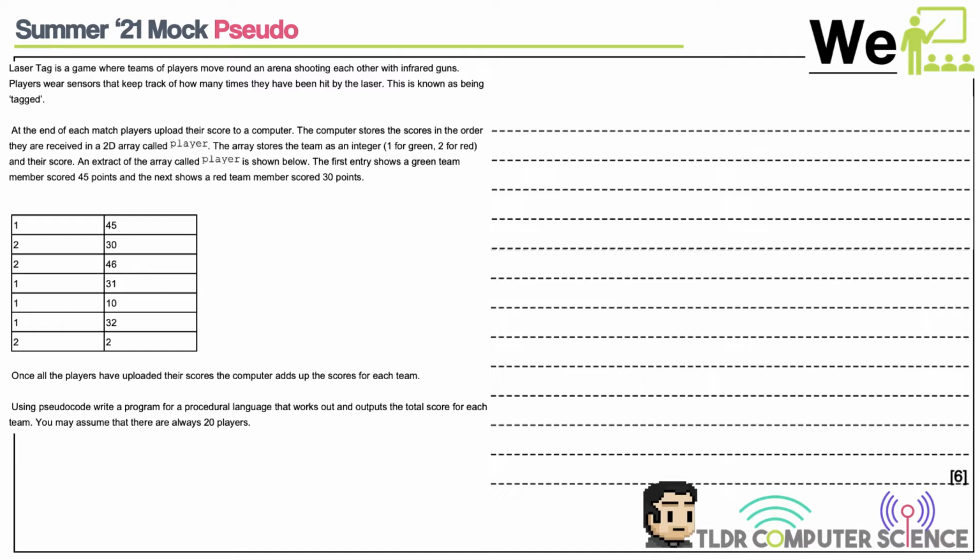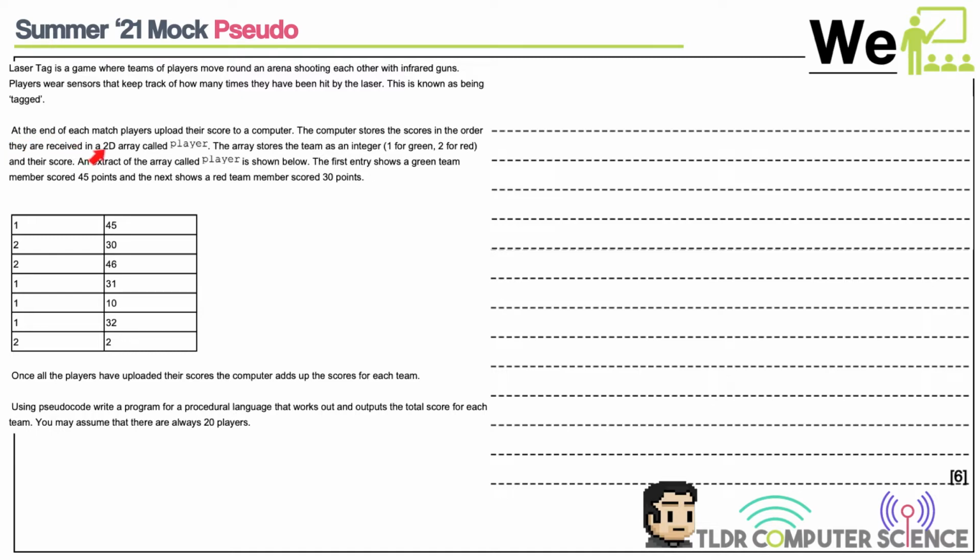Let's read this together. Laser tag is a game where teams of players move around an arena shooting each other with infrared guns. Let's have some context. Players wear sensors that keep track of how many times they've been hit by the laser. So we know we have to keep track of it. What kind of data type would we be using to keep track of how many times you've been hit?